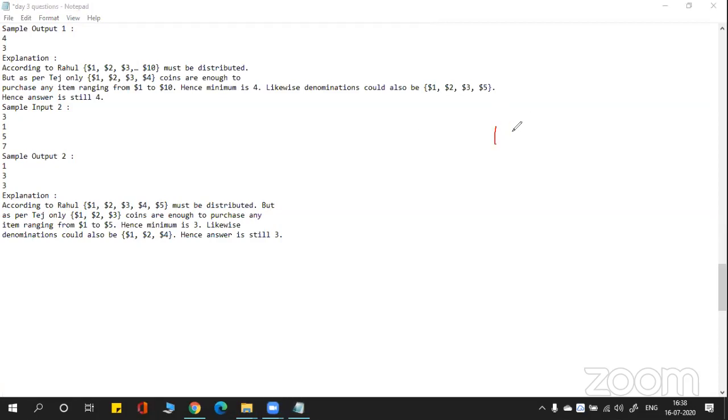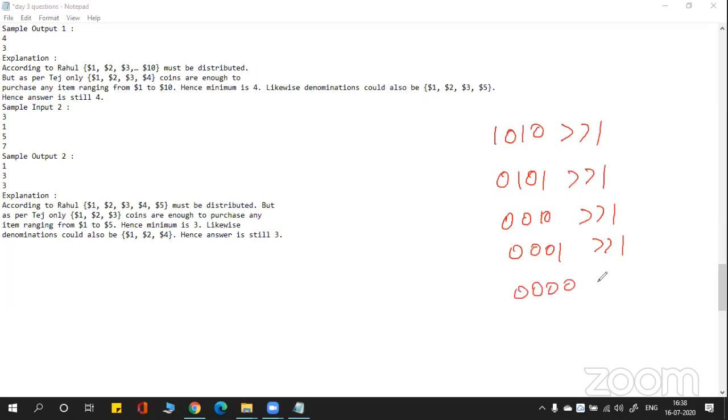For example, if I take 10, which is 1 0 1 0, and I just do right shift, it becomes 0 1 0 1. If I do one more right shift, 0 0 1 0. Next right shift, 0 0 0 1. Next right shift, it becomes 0 0 0 0. After that I'll stop. In total, how many times did I do it? I did it 4 times.